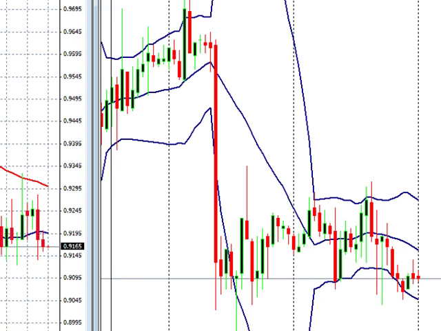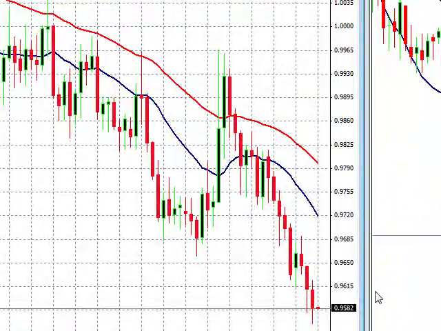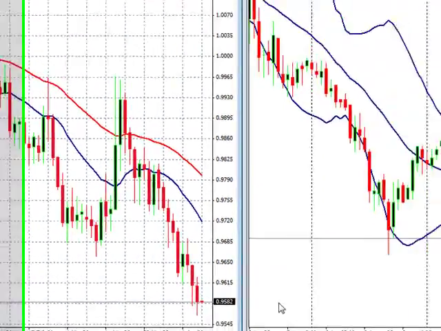And our final dollar pair is the dollar Canadian, also in a downtrend, making new lows. This certainly would be aggressive again right now.